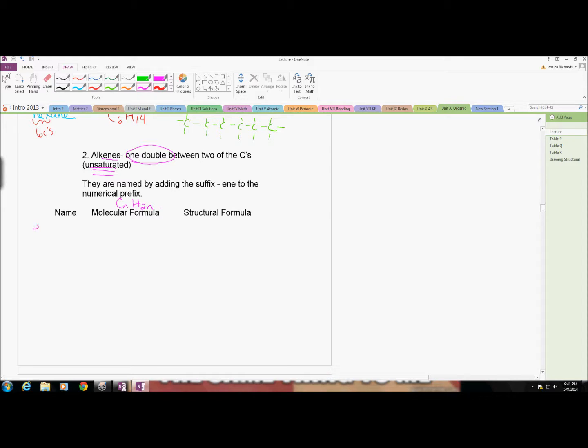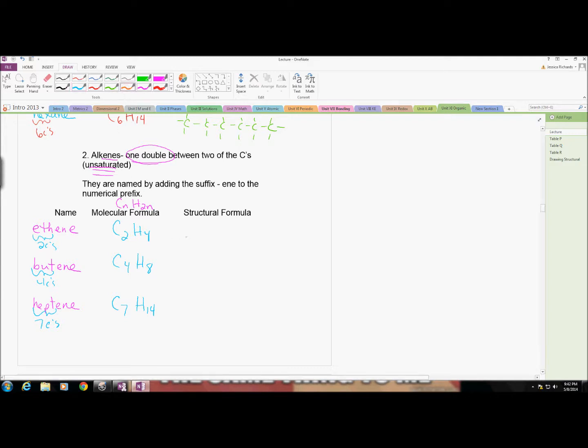So let's write down the names of a few examples. You have the general formula, you have the names. Eth means 2 carbons, but means 4 carbons, hept means 7 carbons. Again, we got those from Table P. Plug the 2 into the formula, C2H4. We'll do butene and heptene. Note that ethene is going to be your smallest alkene because you have to have the double bond in there, which means you need at least 2 carbons.